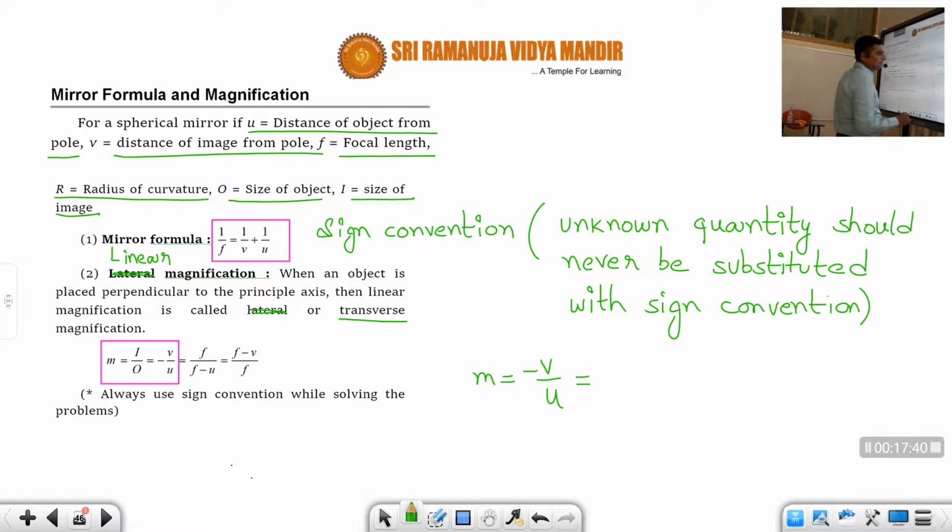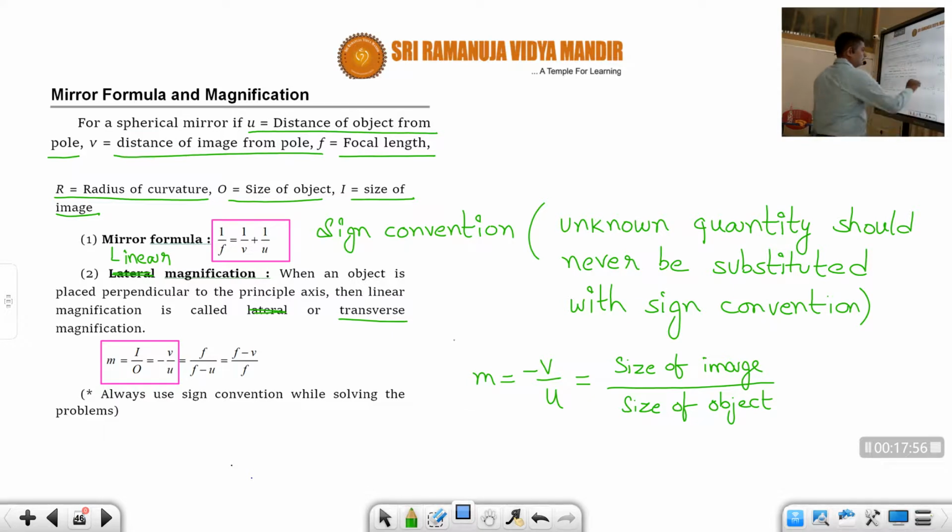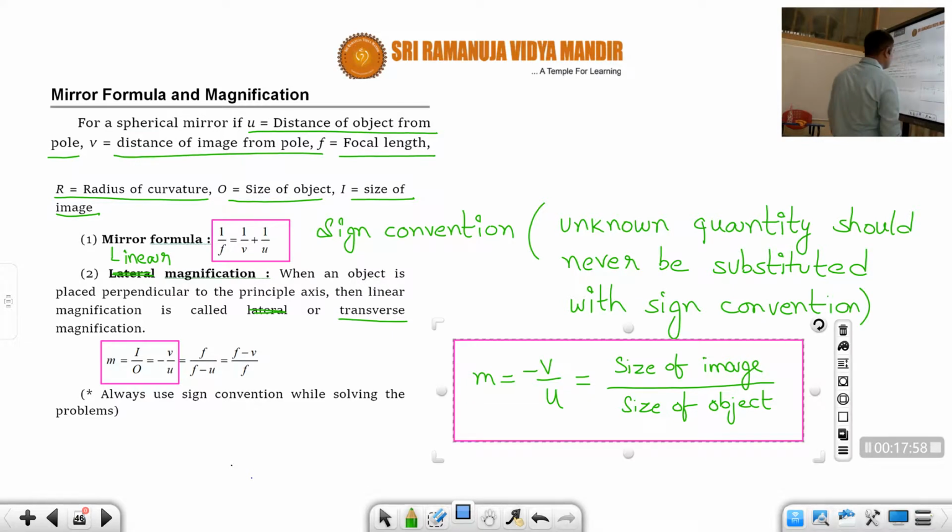v is called the image distance, u is called the object distance, and this is equal to size of the image by size of the object. In simple we can write I by O. Okay, students, this is the formula for the magnification, size of the image by size of the object. Here also you should substitute with sign convention.